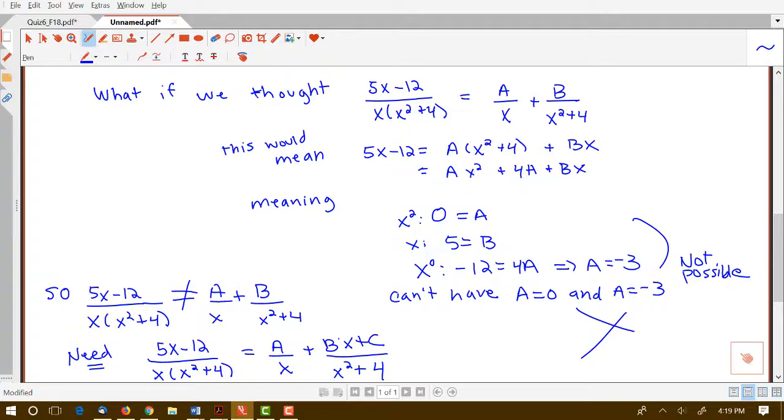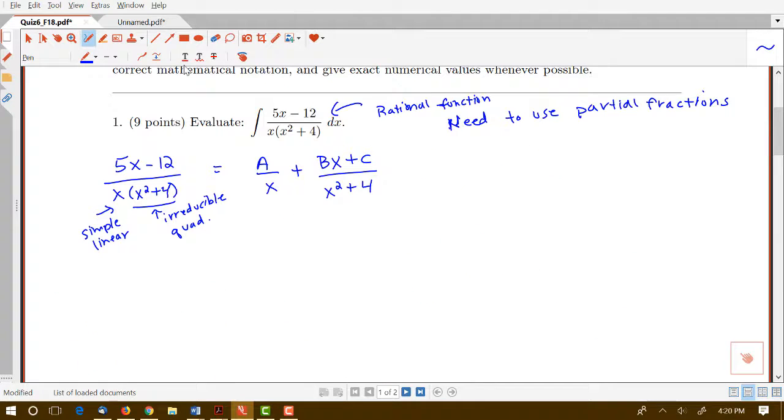So we really do need that Bx + C part here to get a correct breakdown of our rational function into these two simpler pieces. I just wanted to remind you why that form is necessary. So we do need to go about finding our A, B, and C.